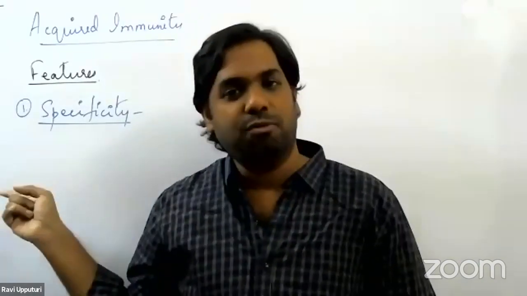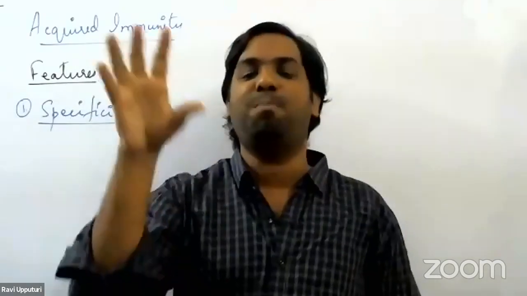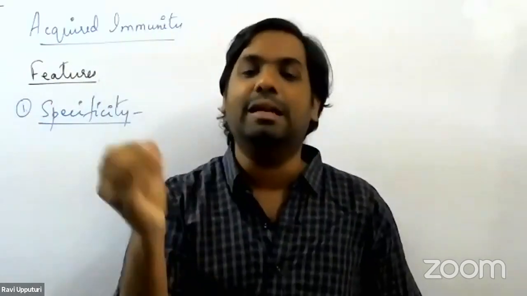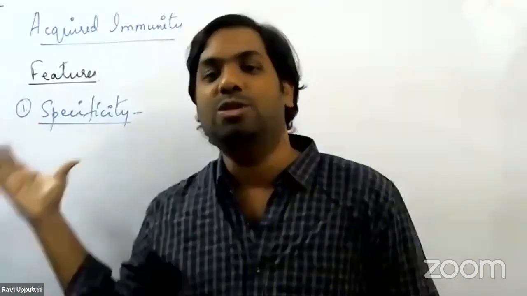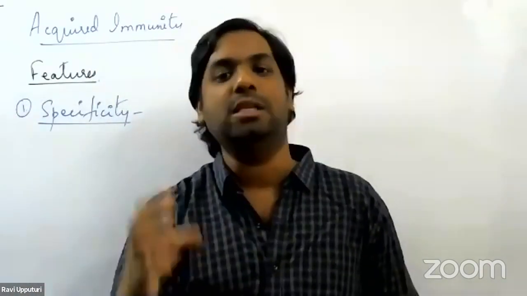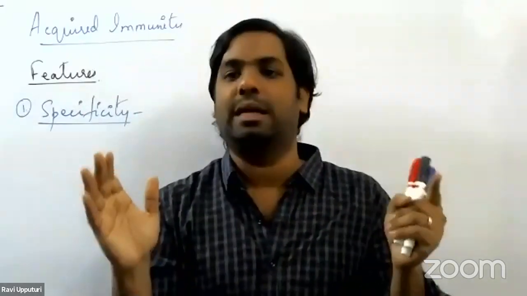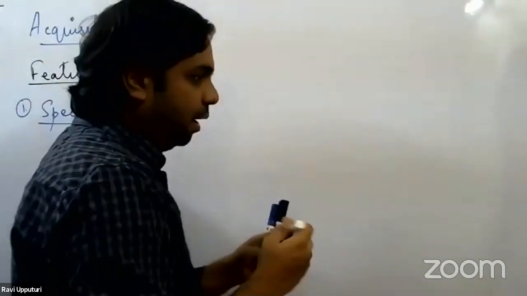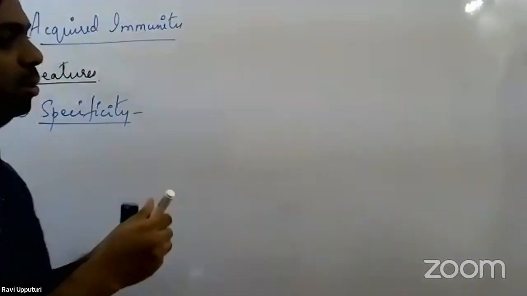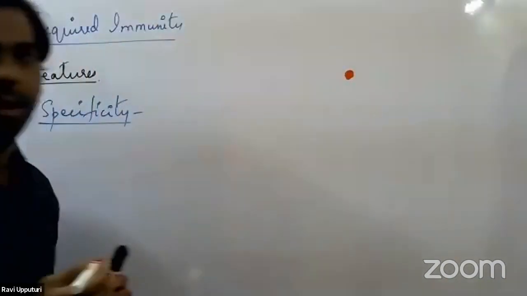Why is it called specific immunity? Because based on the specific type of pathogen or foreign particle that has entered the body, it will be able to synthesize antibodies specifically to target those particular pathogens or foreign bodies. One simple example, let me give you here. Say this is the pathogen, so this type of foreign particle has entered the body.